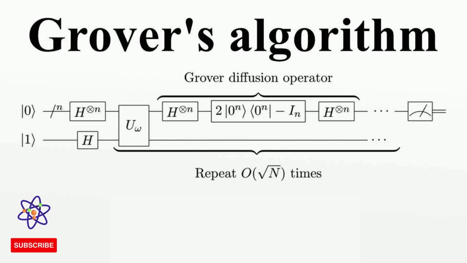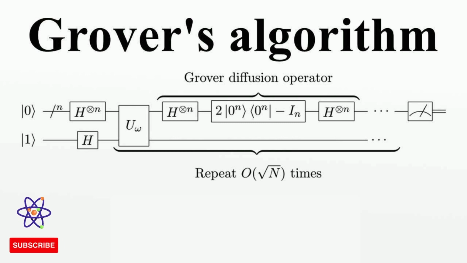Second, Grover's algorithm for search. Searching through an unsorted database is like looking for a needle in a haystack. Classical algorithms do this by checking one item at a time. Grover's algorithm, designed by Lov Grover, takes a quantum leap in search efficiency. It can search an unsorted database quadratically faster than the best classical algorithms.